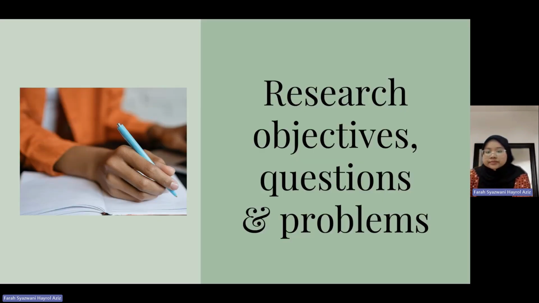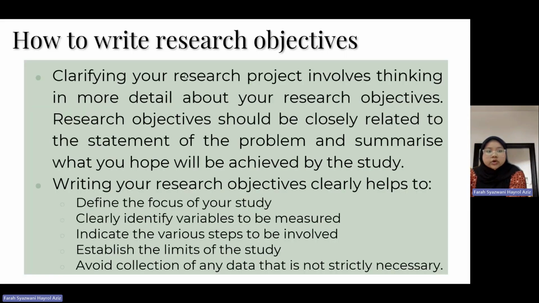All right. Now we will be looking a little bit at research objectives, questions, and problems. How to write a research objective. Clarifying your research project involves thinking in more detail about your research objective. A research objective should be closely related to the statement of the problem. It must also summarize what you hope will be achieved by the study.